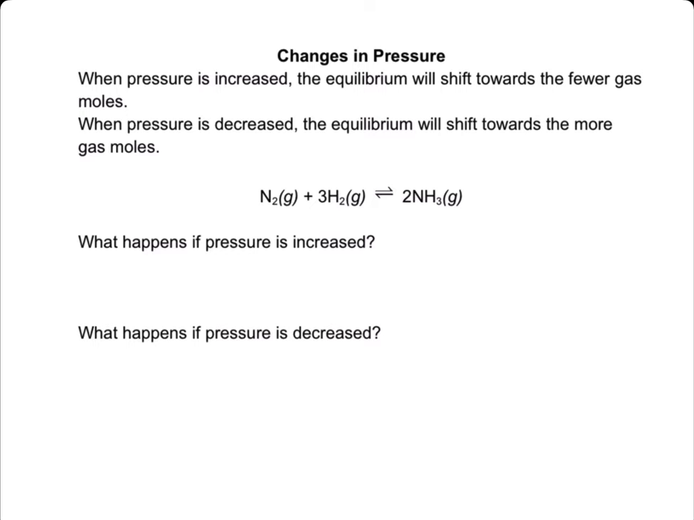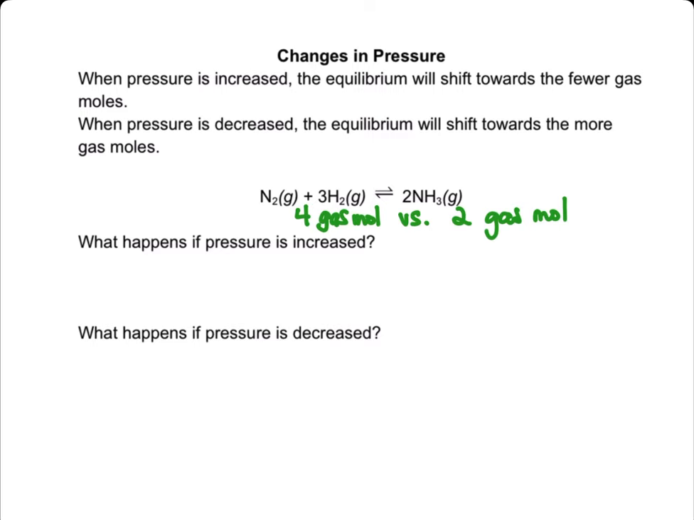Here I have a chemical equilibrium, and if you notice, these are all gas molecules that we're dealing with. So before I even answer the questions, I'm going to count my gas moles. On the left side, my reactants, I have 4 gas moles. And on the product side, I have 2 gas moles. Okay, let's try to answer these questions now.